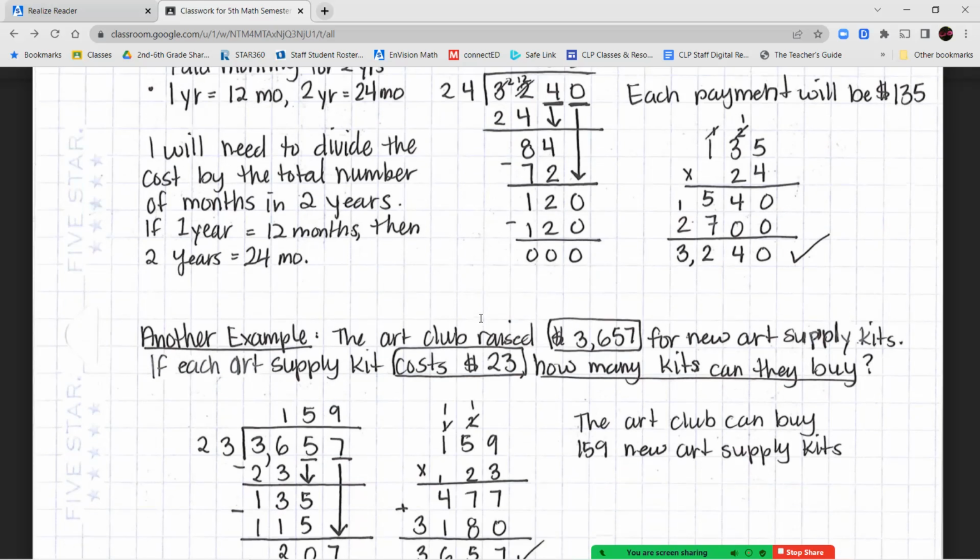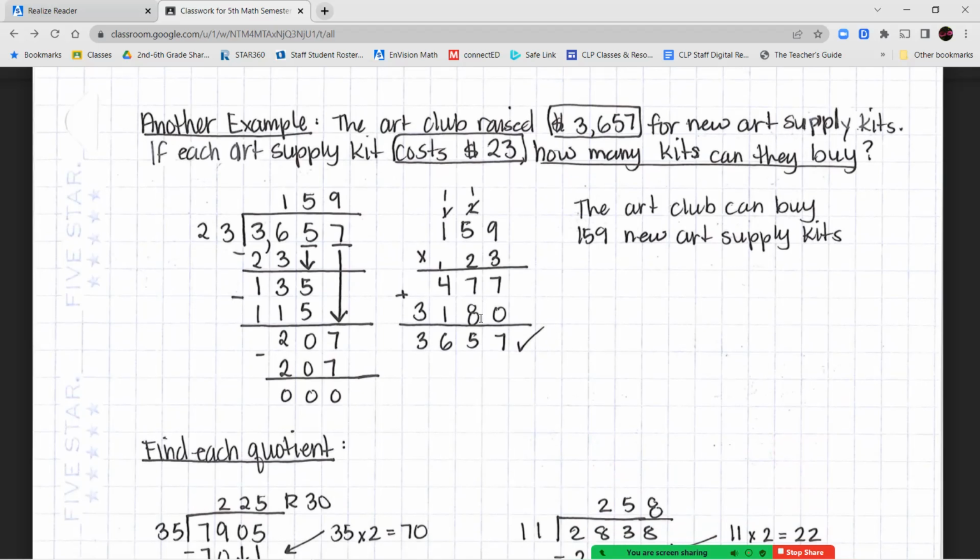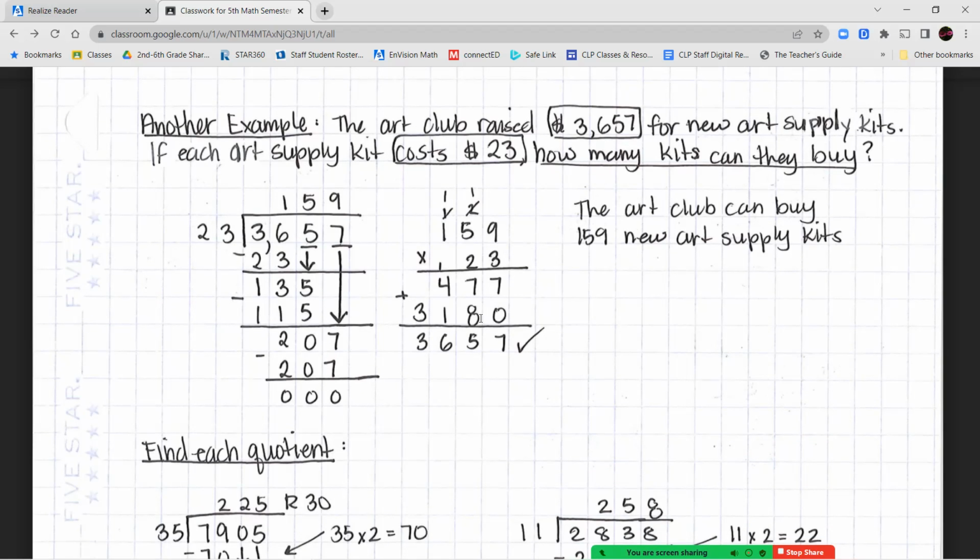Now let's take a look at another example. It says the art club raised $3,657 for new art supply kits. If each art supply kit costs $23, how many kits can they buy? So I need to take my 3,657 and divide it into groups of 23 because each kit costs $23.